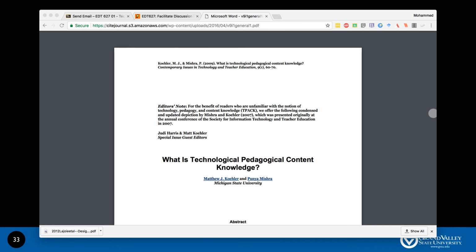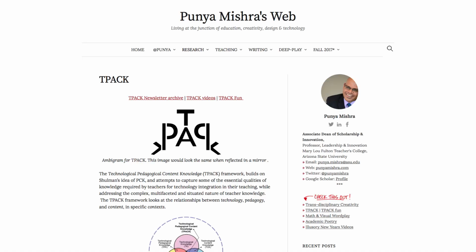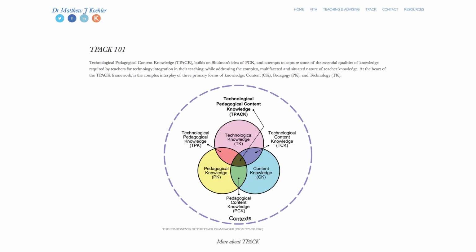You can explore the TPAC framework in more detail by reading Koehler and Mishra's paper on what is technological pedagogical content knowledge. You can also visit Dr. Punya Mishra's website, one of the co-authors for TPAC, for more resources on TPAC. Also, the other co-author, Dr. Matthew Koehler, he maintains a website with useful resources for TPAC.